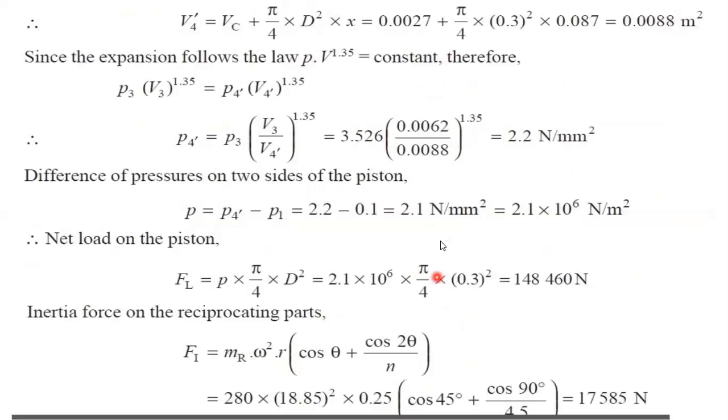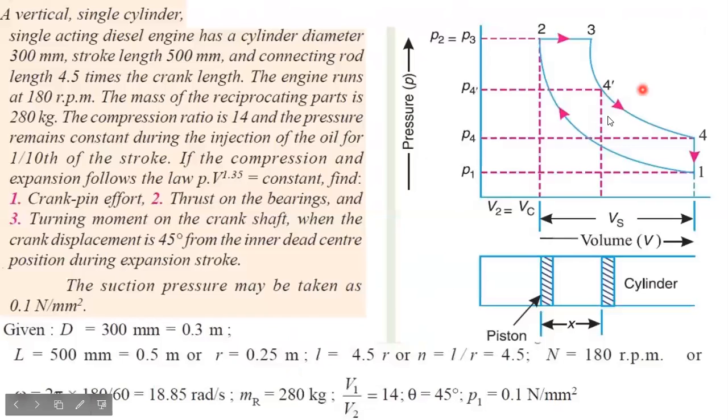And now what we are going to do is calculate the volume in between. Here we need to calculate what is the volume at this 4 dash point as well as what is the pressure at this 4 dash point. P4 dash and V4 dash we need to calculate.